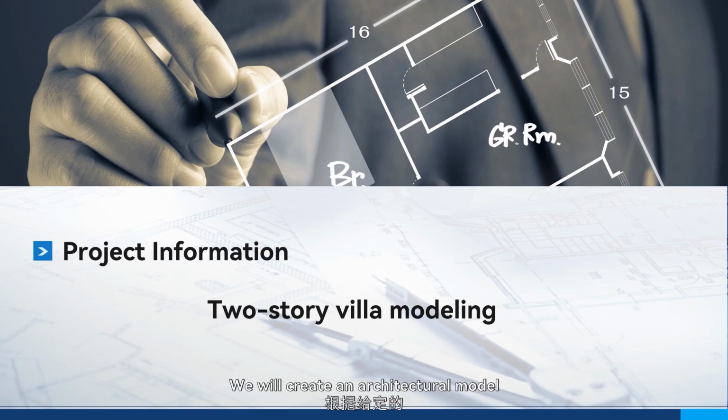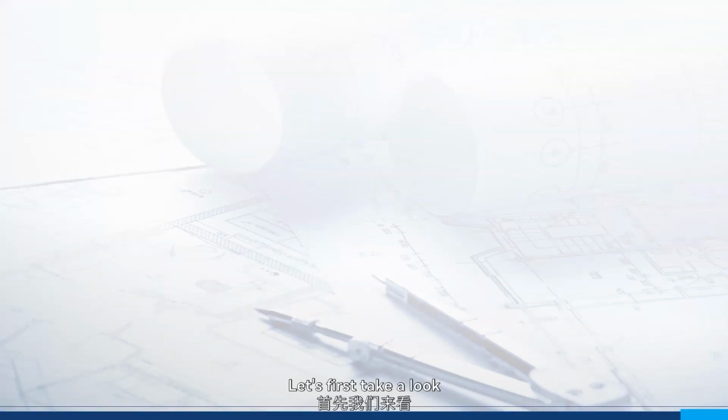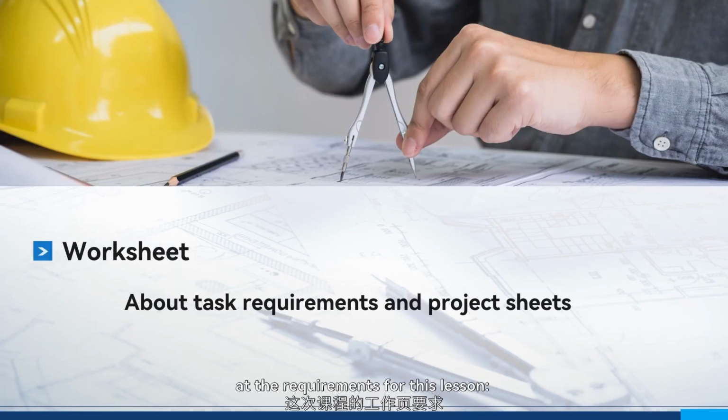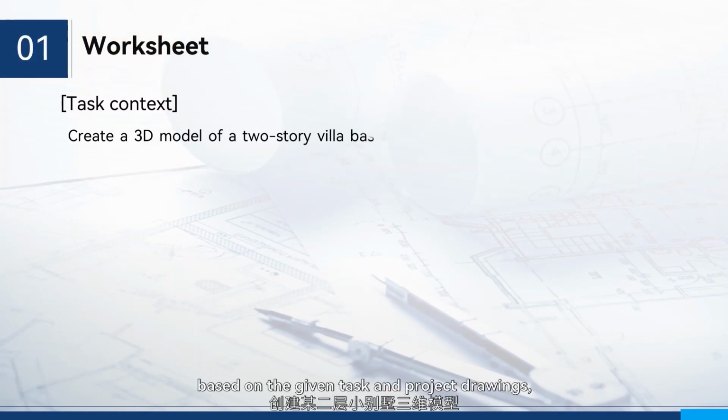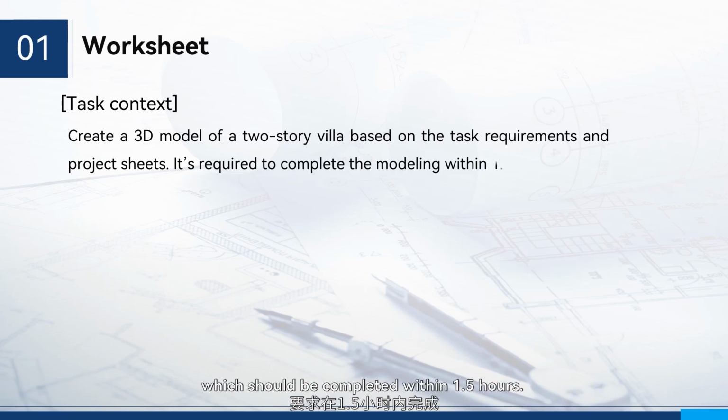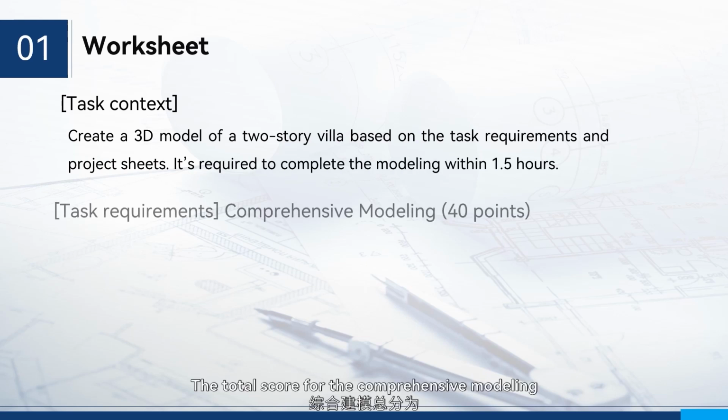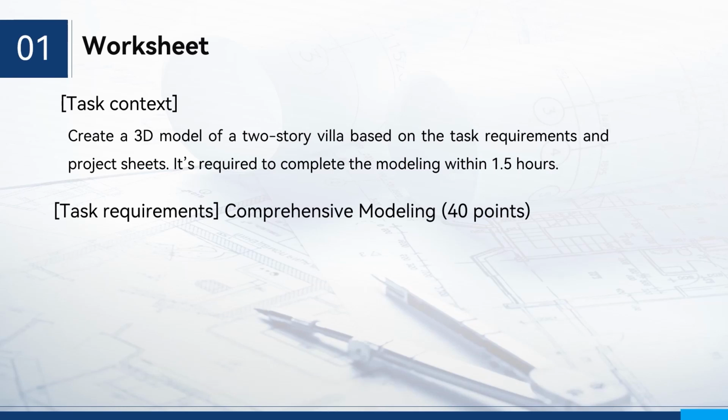We will create an architectural model in Revit software based on the provided two-story villa construction drawings, and learn how to use relevant commands. Let's first take a look at the requirements for this lesson. Create a 3D model of a two-story villa based on the given task and project drawings, which should be completed within 1.5 hours. The total score for the comprehensive modeling is 40 points.